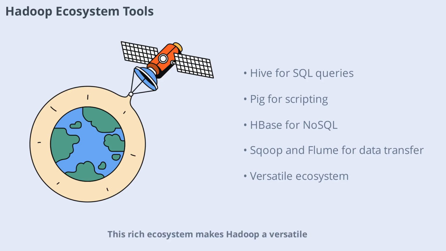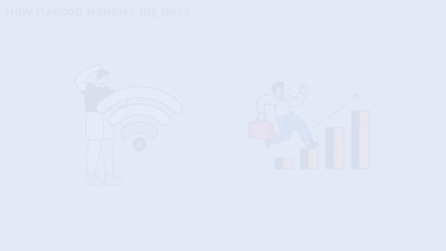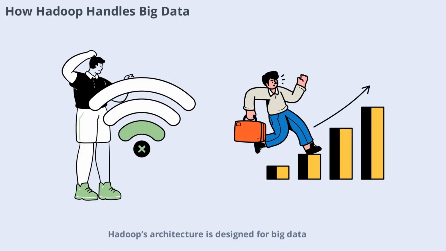This rich ecosystem makes Hadoop a versatile platform for all kinds of data processing needs. Hadoop's architecture is designed for big data. By distributing both storage and computation, it can process petabytes of information efficiently. Data is stored close to where it's processed, reducing network bottlenecks. This design is what makes Hadoop so effective for large-scale analytics and data mining.